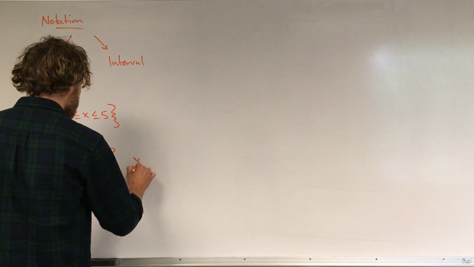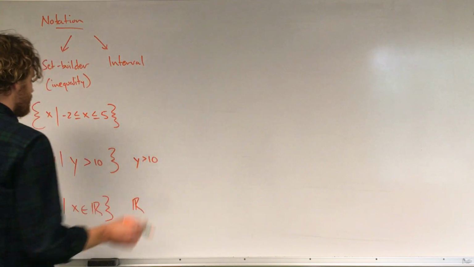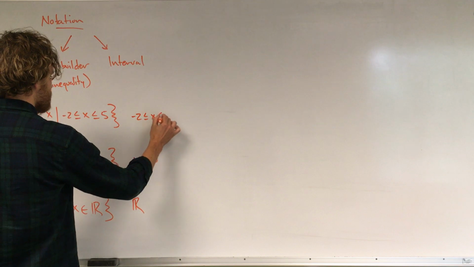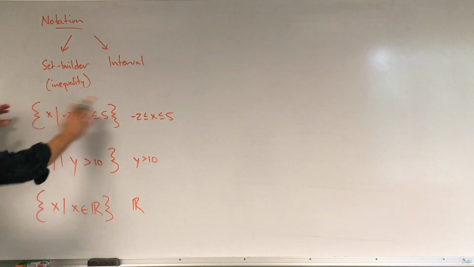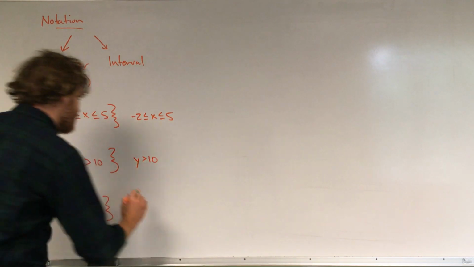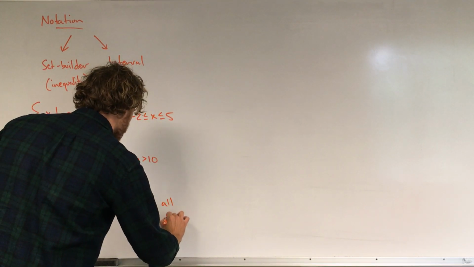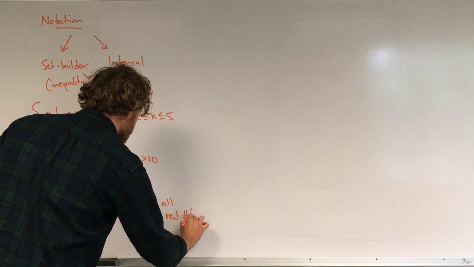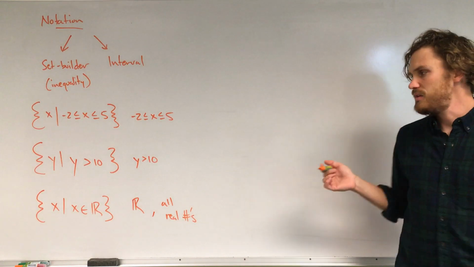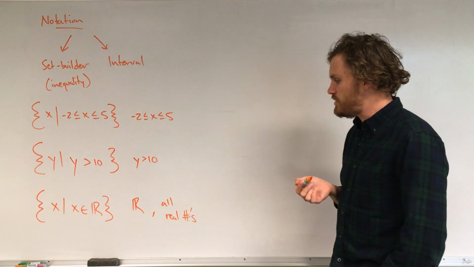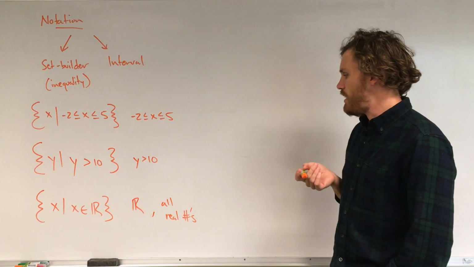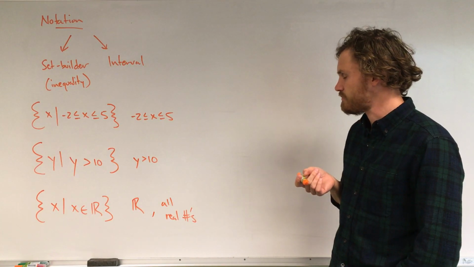Here you could also just write y is greater than 10. Here you could also just write -2 is less than or equal to x, which is less than or equal to 5. So it's okay if you don't put all the fancy brackets. You can just write things like this. You could also just write all real numbers. So I'm trying to get you to be familiar with a few different notations and different ways to write things, and then you can choose what works for you. And then if other people write it in this way, then you have a sense for what they're writing.